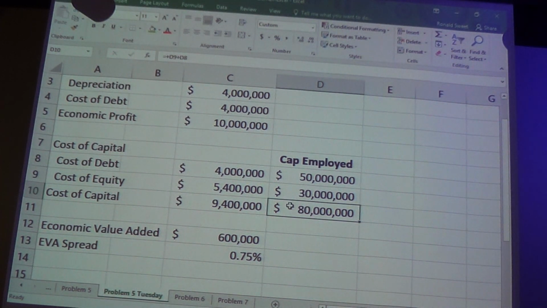The complication with EVA is all those adjustments you make to net income. And every firm has their own. USA had like hundreds of them, which is a massive spreadsheet. So that's the only thing complicated. Other than that, it's not.